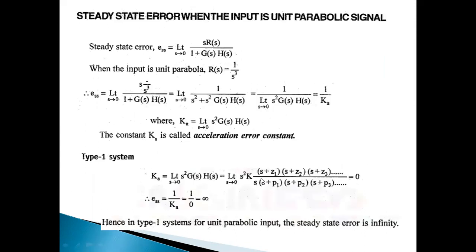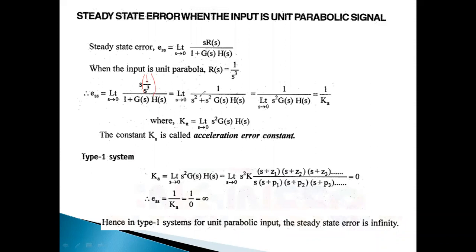Okay. Now coming to the third input, the unit parabolic signal or parabolic input. The Laplace transform of the unit parabolic input is 1 by s cube. So R of s is equal to 1 by s cube. The steady state error becomes limit s tends to 0, and here we substitute 1 by s cube instead of R of s.